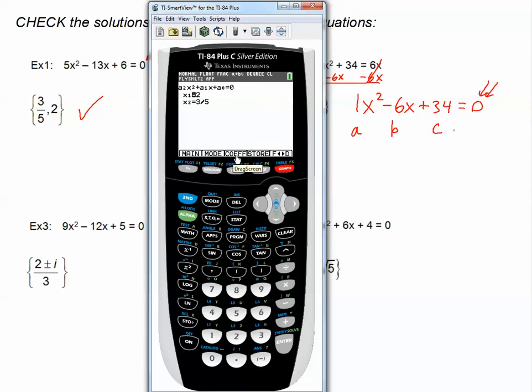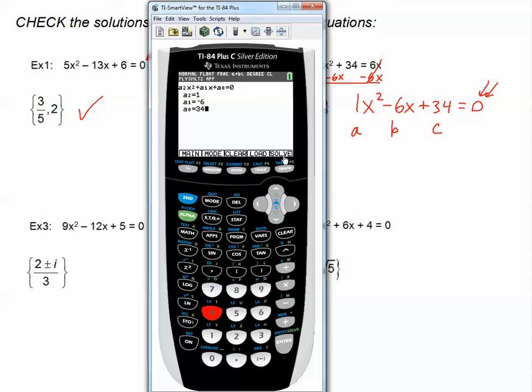So we need to go back and change our coefficients. Since I'm already in the app, I'm going to select this middle button up top. That changes our coefficients. And I'm just going to clear all those out and replace them with what I'm supposed to have. A is supposed to be a 1, so the first one will be 1. And then we have a -6, so I'll type -6. And then we have a positive 34.